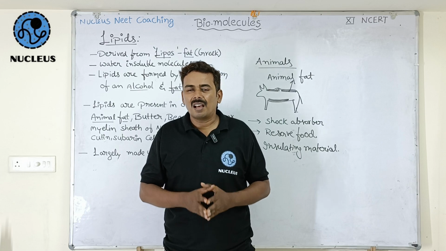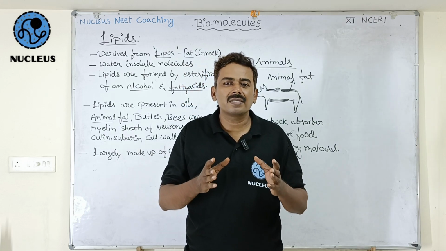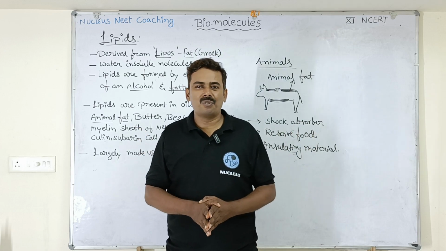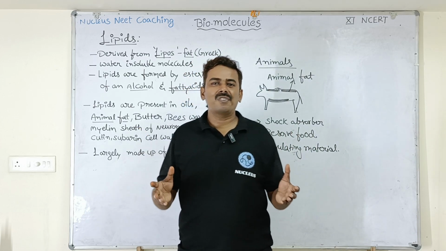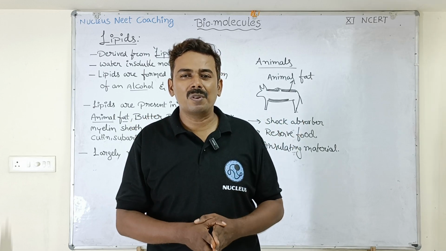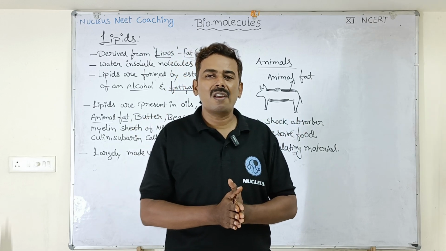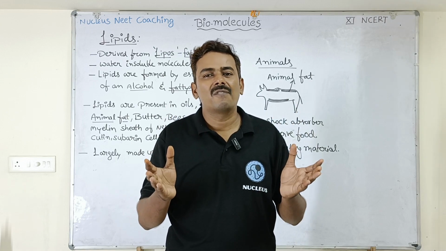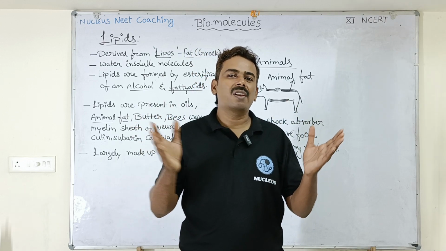In our house, we also use lipids in the form of vegetable oil for preparing different types of food items. For frying fish, for frying chicken, for frying vegetables, we use vegetable oil. And where do we get vegetable oil from? Vegetable oil is obtained from oil seeds. So this vegetable oil is also a kind of lipid.